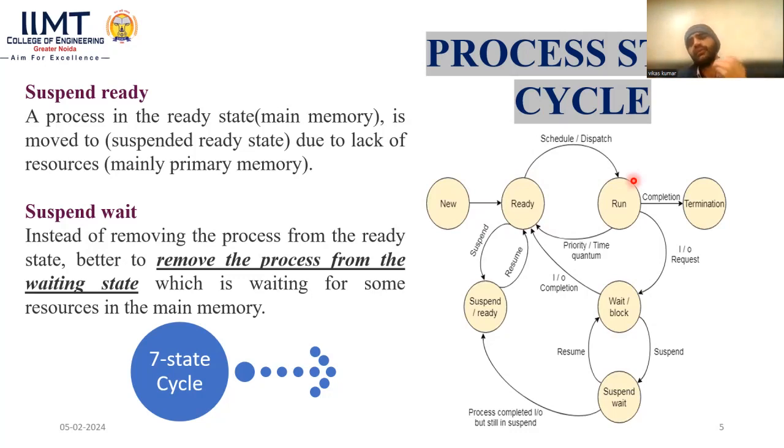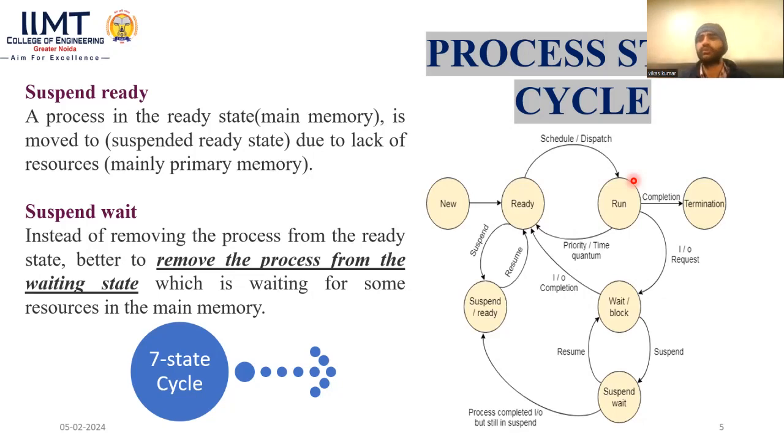There can be many processes in the waiting state. It is also part of the main memory: the ready state, running state, and waiting state. These all are part of main memory. The new state, suspended ready state, and suspended waiting state are part of secondary memory.